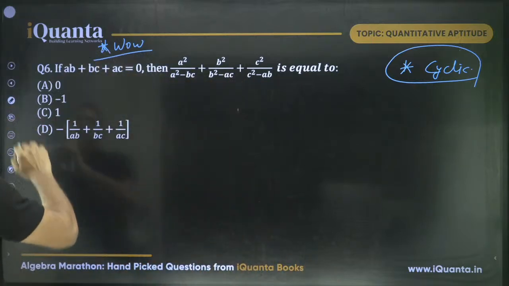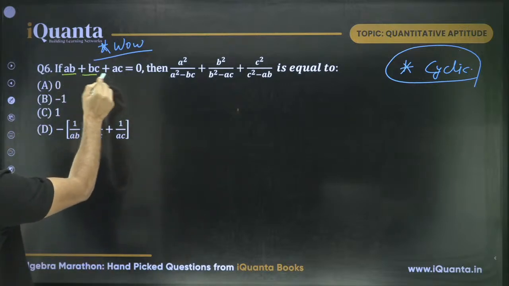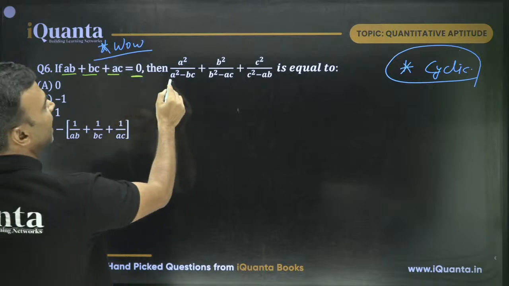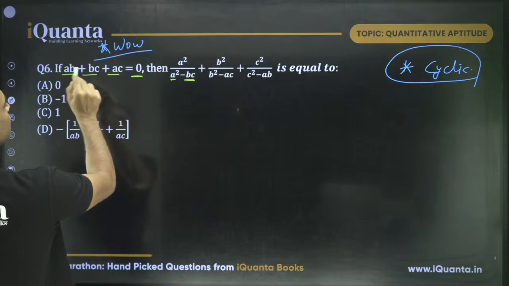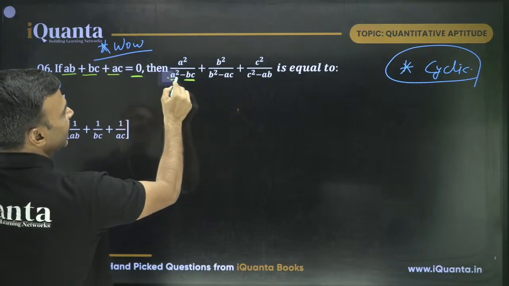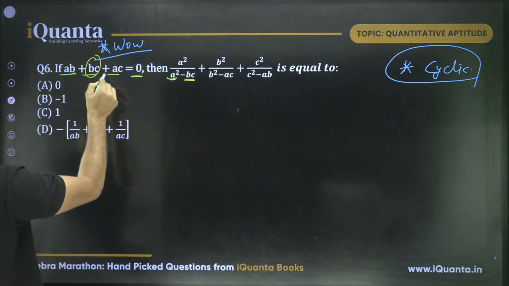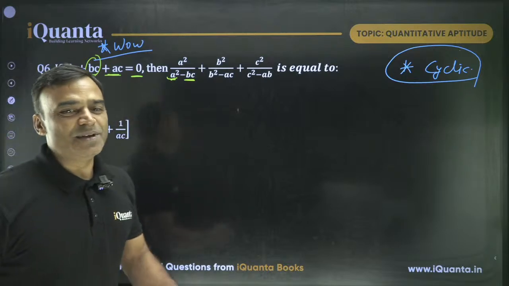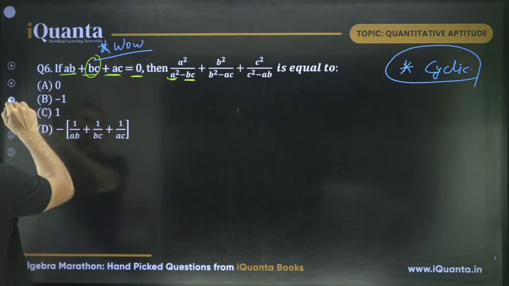Okay, let's see. It says AB plus BC plus AC equals 0, and here I have A square minus BC. So BC is there, the others are not there. Also notice that here we have A square, and in this expression other than BC both have A. So what does that mean? Look carefully at what it means.